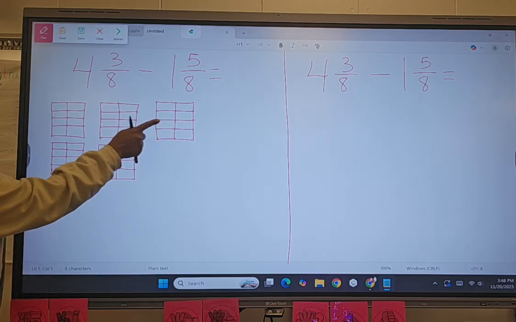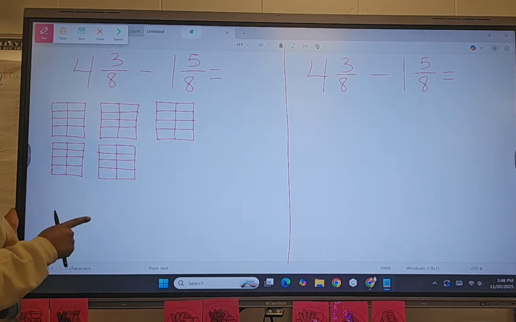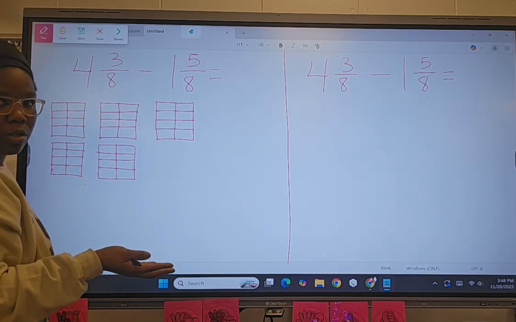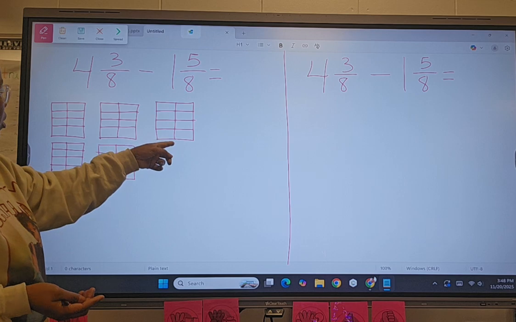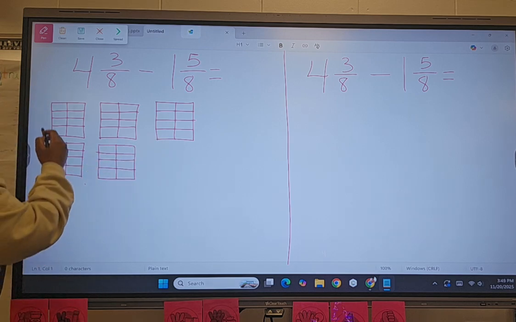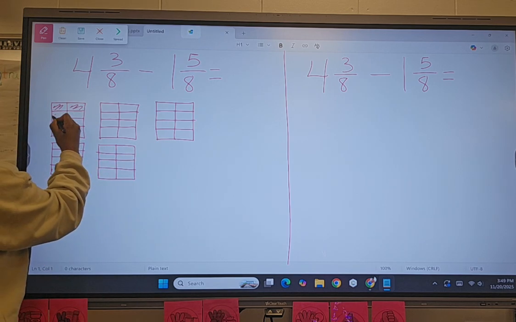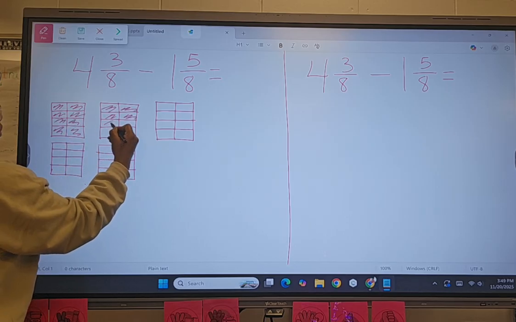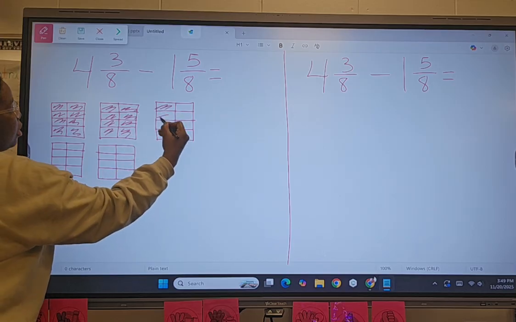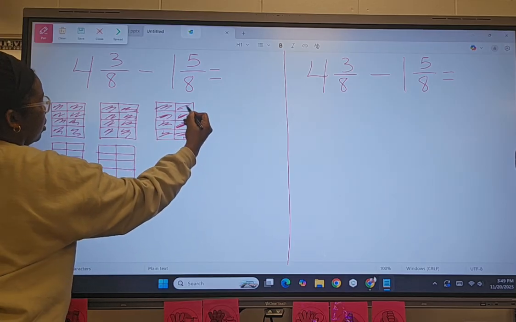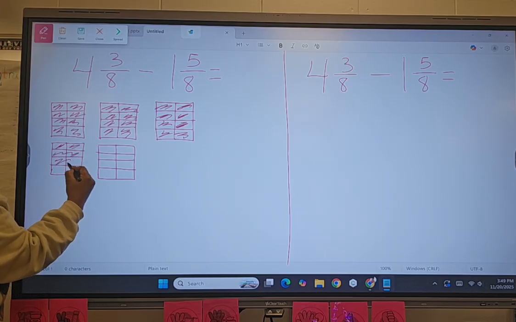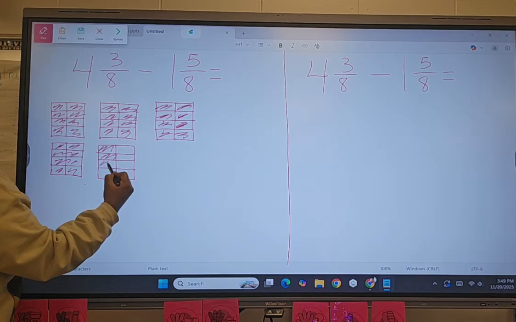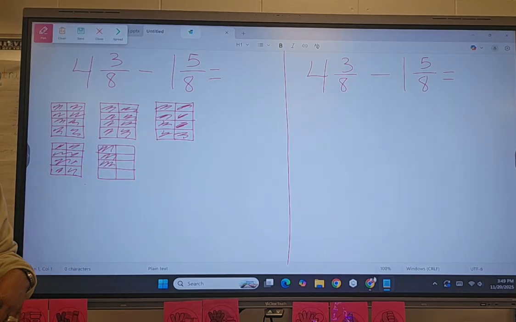So the reason why I have five shapes here is because my whole number is 4 and the 3/8 is extra, so I need a fifth shape to be able to represent the 3/8. So starting with my 4, I know that that means everything here needs to be shaded in to represent each one of those. And then once I'm done shading in 4 of those, I am going to represent my 3/8. And now I can begin to subtract.